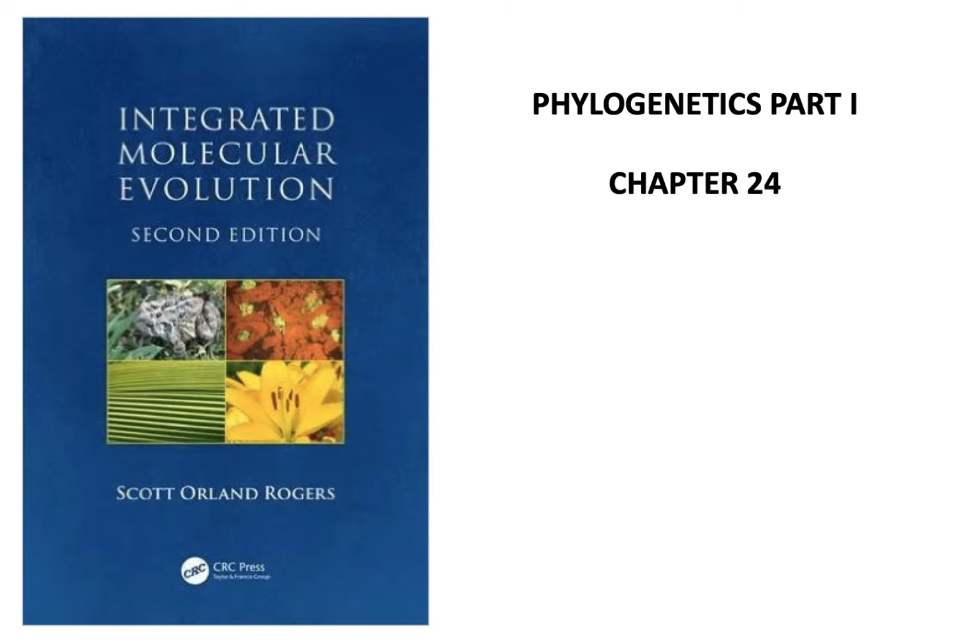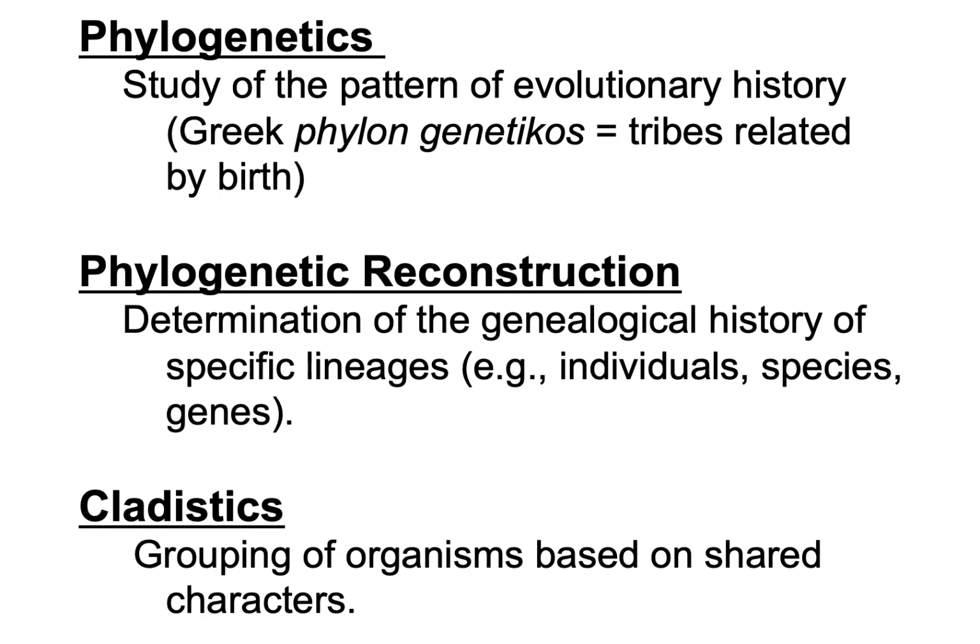Hi there, this is the first part of phylogenetics, and you can find the information in chapter 24 of the Integrated Molecular Evolution, second edition. The definition of phylogenetics is the study of the pattern of evolutionary history, and it comes from the Greek roots phylon and genetikos.